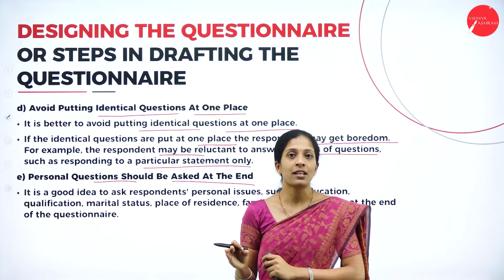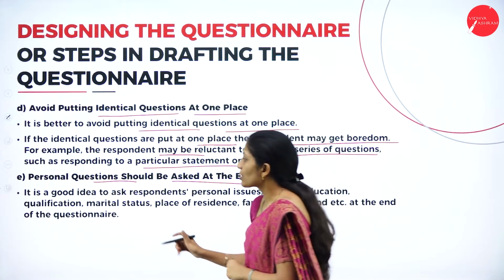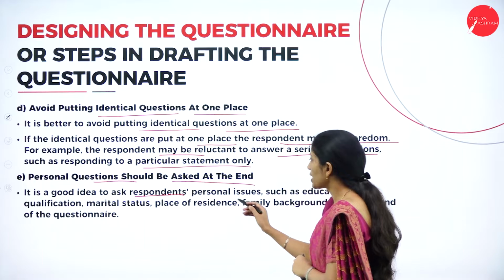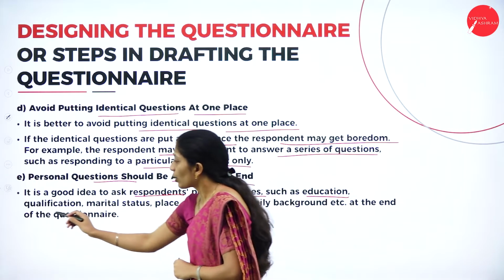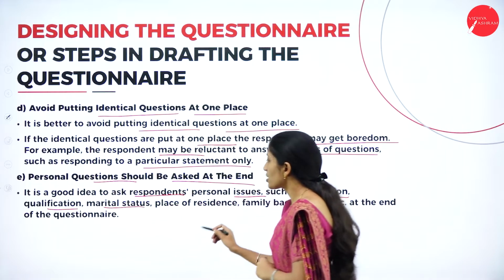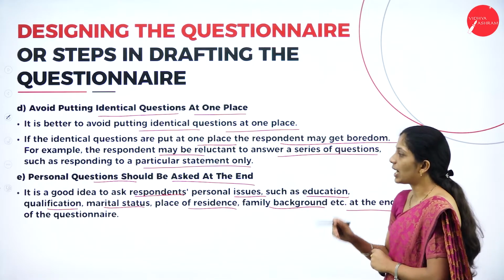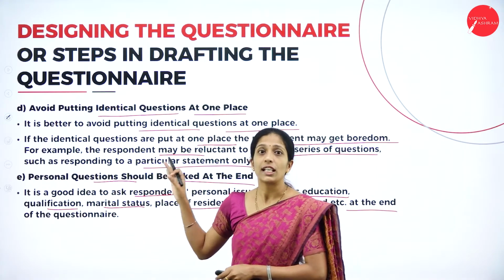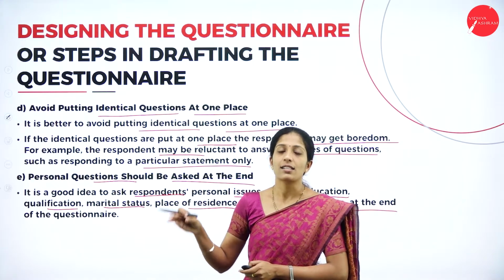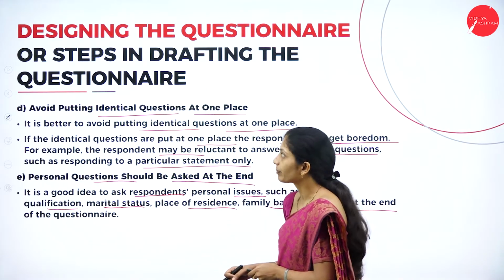It is unnecessary to ask the personal questions from the respondent at the start. So it is a good idea to ask about respondents' personal issues such as education, qualification, marital status, place of residence, family background, etc. at the end of the questionnaire. So this is how they are going to include the questions. That is the sequence as well as the series they have to follow.